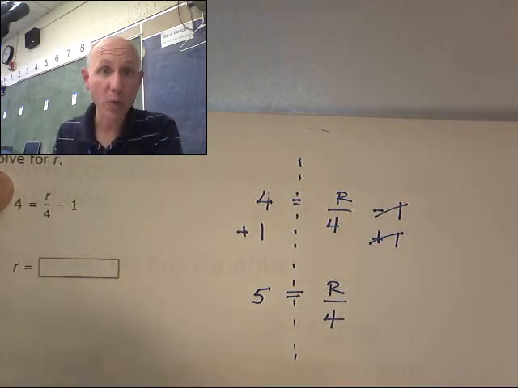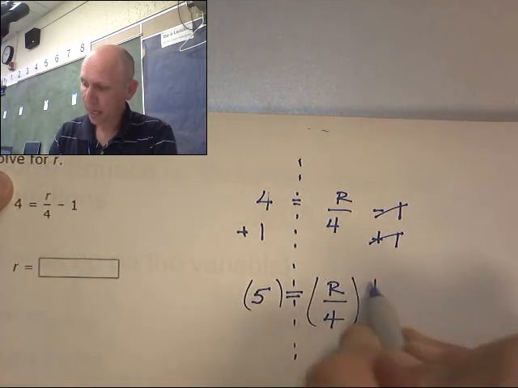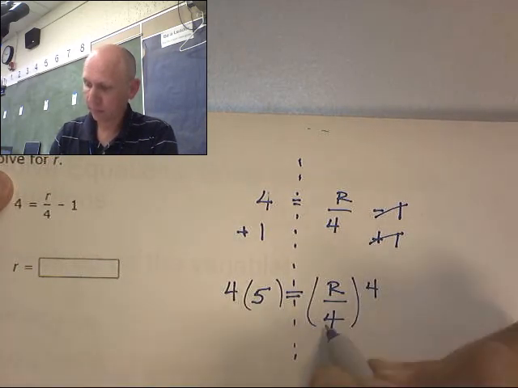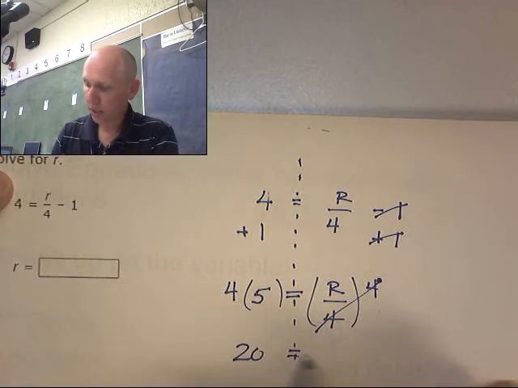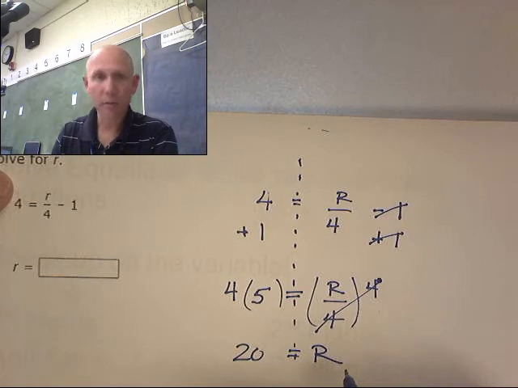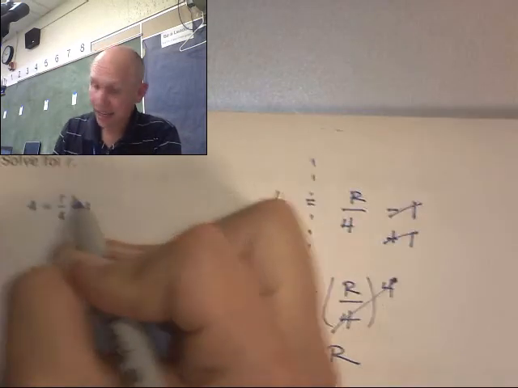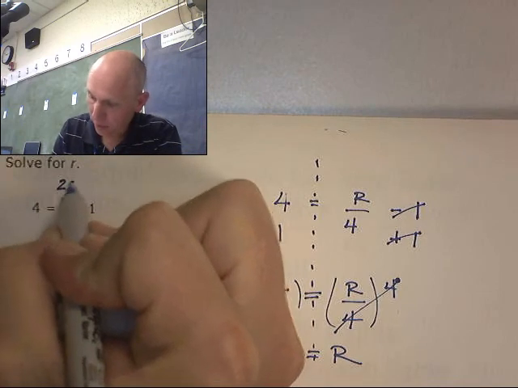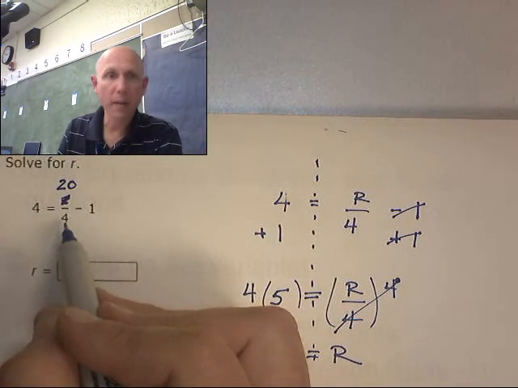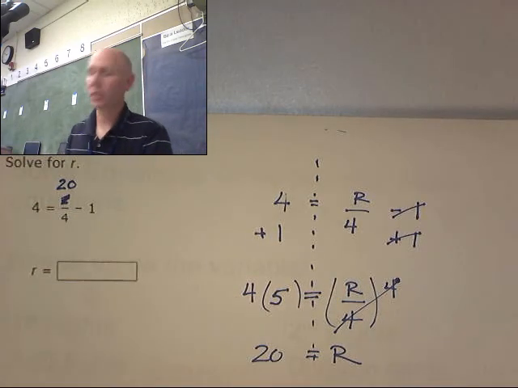I'm at a one-step equation. What I'm going to do? Multiply both sides by 4. 20 equals R, or R equals 20. And now I'm going to test it because I'm not very confident right now. I'm going to come back here to my original equation. That's really a 20. 20 divided by 4 is 5. 5 minus 1 is 4. It worked.